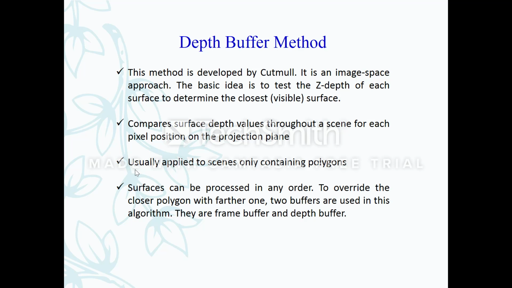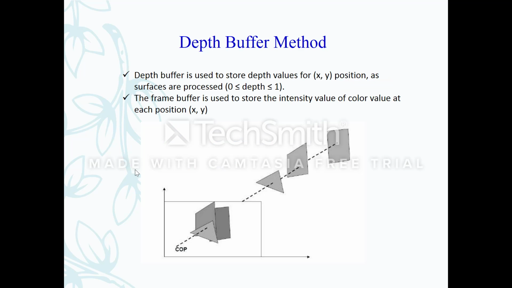Usually applied to scenes only containing polygons. Surfaces can be processed in any order. To override a closer polygon with the farthest one, two buffers are used in these algorithms. They are the frame buffer and the depth buffer. The depth buffer is used to store depth values for xy position as surfaces are processed. The frame buffer is used to store the intensity value of that pixel at that position xy.